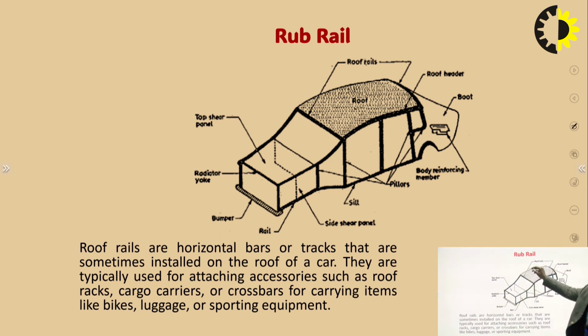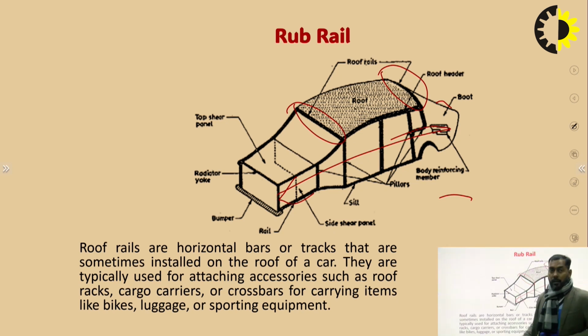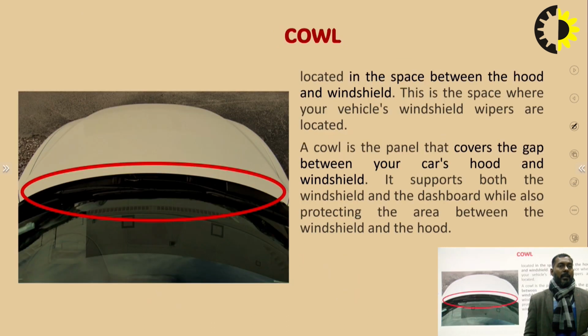Then another one is the roof rail and rub rail. This is the roof rail. The roof rail supports the roof of the vehicle, whereas the rub rail, this section here, reduces the rubbing of the car against any body. That is known as the rub rail.